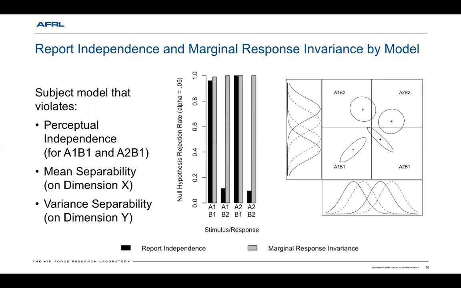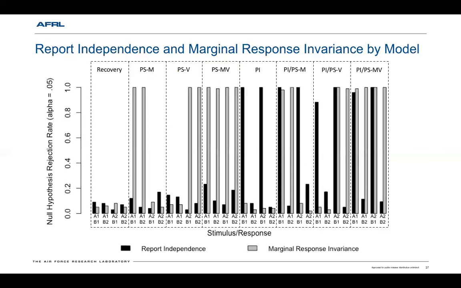For the subject model built with violations of perceptual independence and both types of perceptual separability, we see high rates of rejection for report independence on the appropriate stimuli, high rates of rejection for marginal response invariance on the appropriate responses, and few rejections elsewhere. Please pause the video to compare subject models simultaneously.